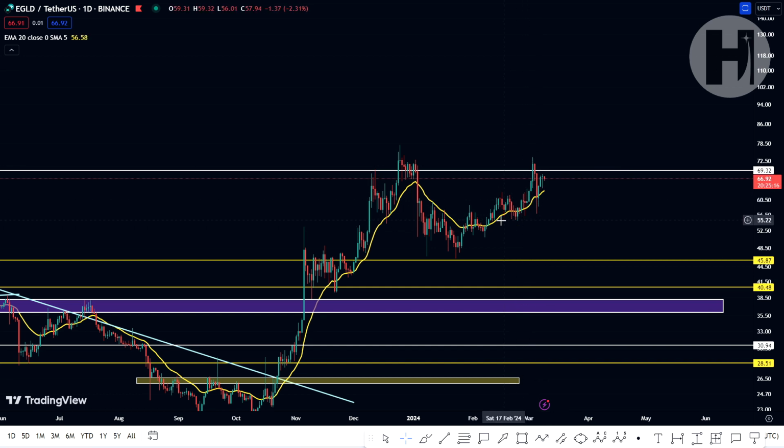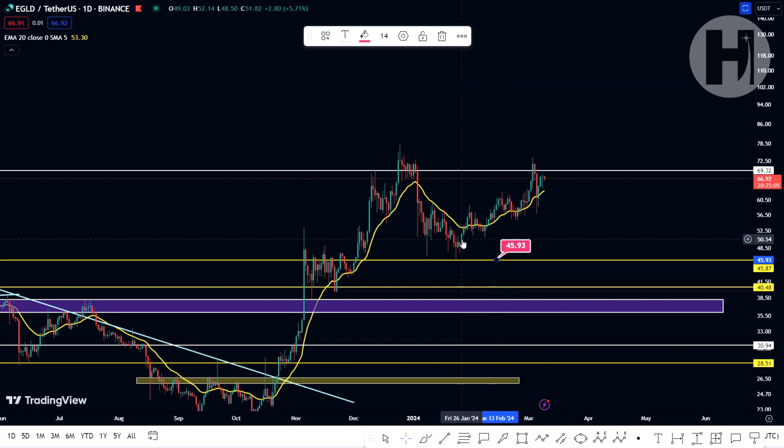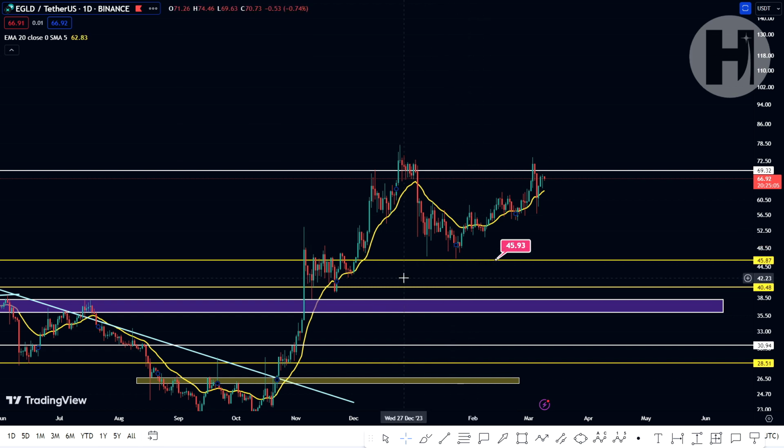So you could have been entering off of the 20 EMA. You also could have set up some buy limit orders at approximately $46. This was a really good entry point. And we gave you this support because this was on our chart for a very long time.